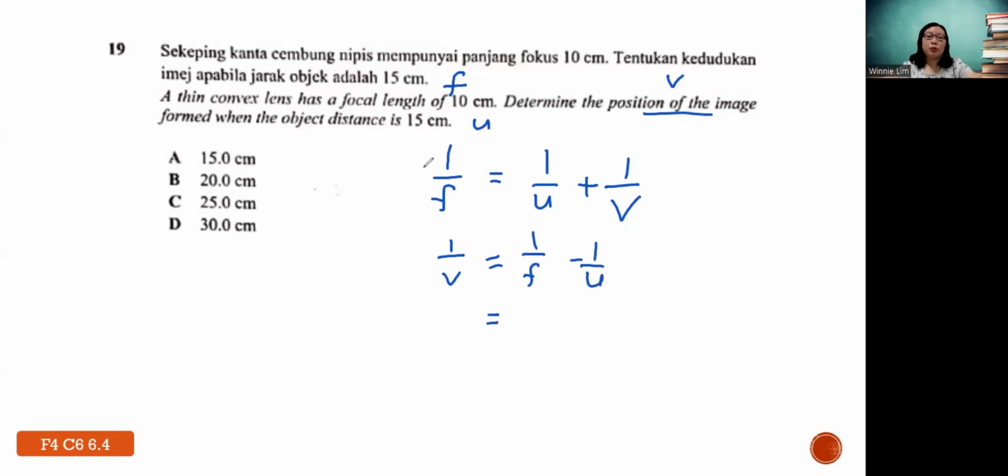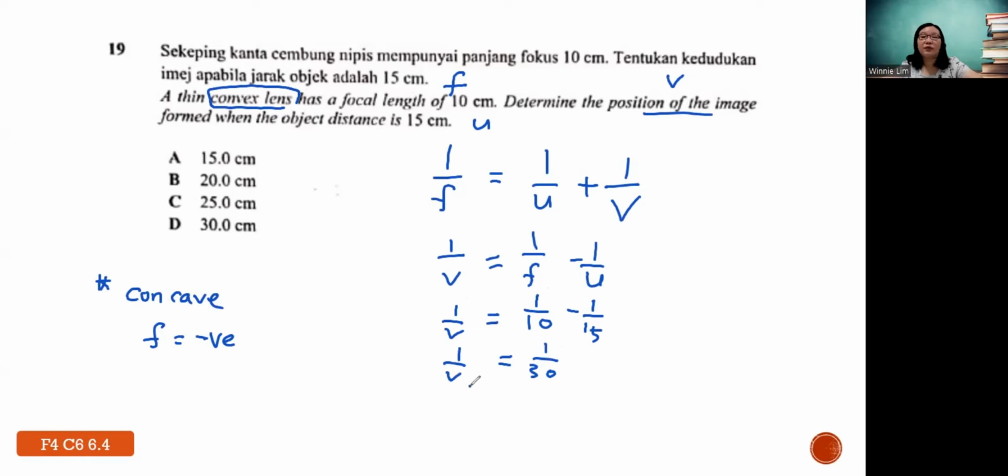Now before you substitute, be careful. You need to know what type of lens is in the question. If convex lens, no worry, because the object distance and focal length are all positive. But if it is concave, the focal length has to be negative. You need to put the negative by yourself. They won't tell you in the question. This one is no problem because it's a convex lens. So you have 1 over 10 minus 1 over 15. You get 1 over 30, but this is still 1 over V. I want V, so you invert it, you have 30 cm.